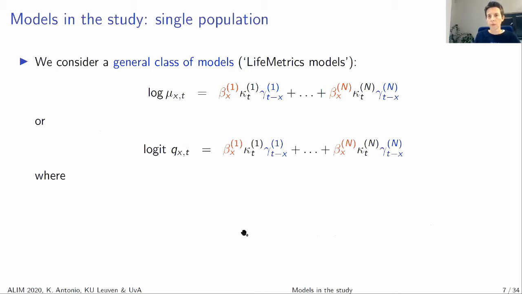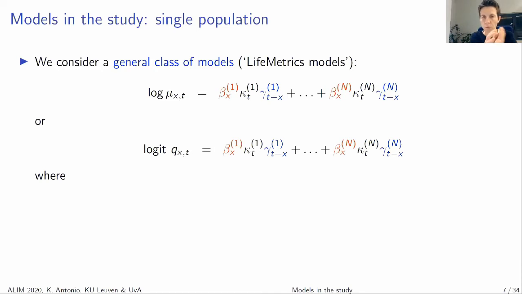Now, if we look at the single population mortality models that a working party or a group of researchers, actuaries, thinking about designing a suitable mortality projection model could take into consideration when looking for a state-of-the-art model for a specific population, then we can say that there is this general class of stochastic mortality projection models that we could start from, and I label them here in my presentation as the LifeMetrics models.